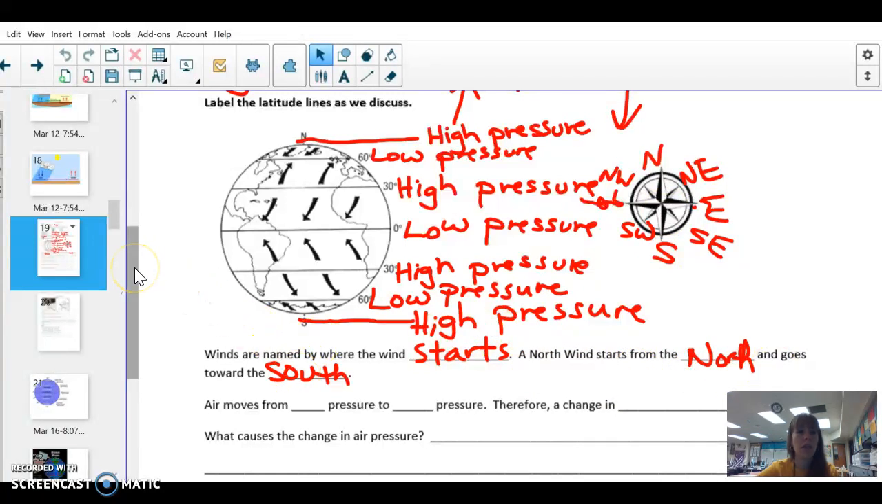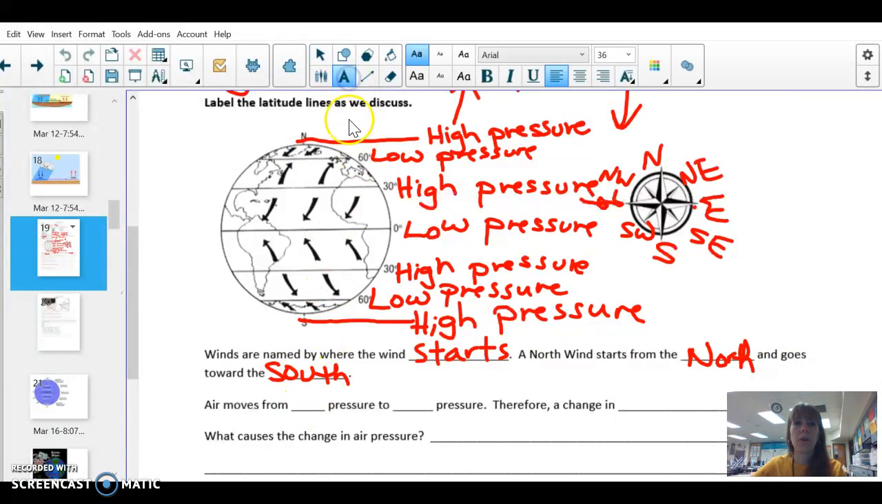So let's look at the other questions. Air moves from blank pressure to blank pressure. Think to yourself, make sure that you always pause as we go. That would be high pressure to low pressure. Therefore, if we did not have any change in pressure, we would not have wind. So a change in pressure causes the wind.